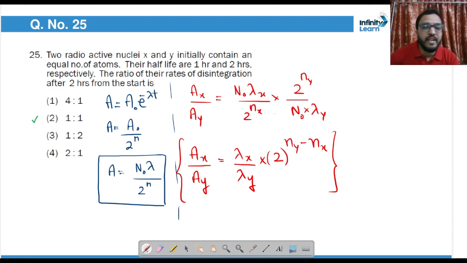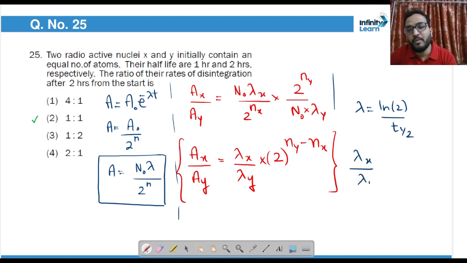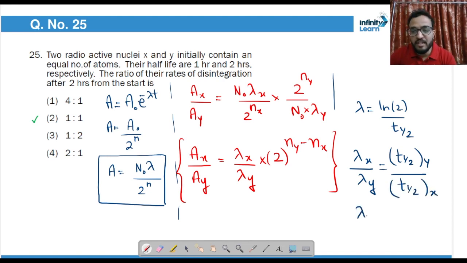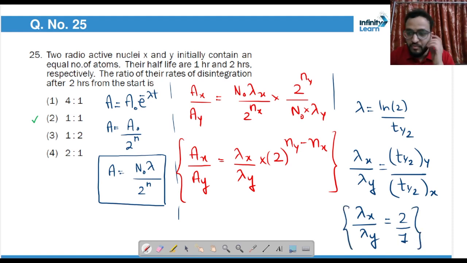Now we need to find out, first of all, one thing is very clear, that lambda is equal to ln 2 upon t half. So lambda x upon lambda y will be equal to t half of y upon t half of x. So lambda x upon lambda y will be 2 is to 1. Do you understand? This is 2 is to 1. Now we need to find out what ny and nx are.